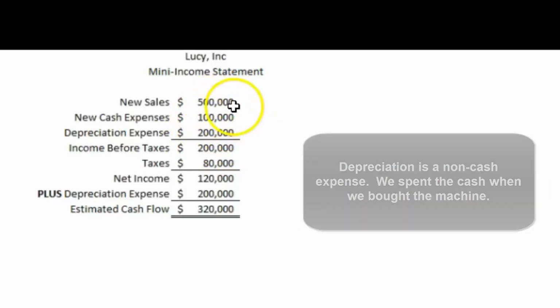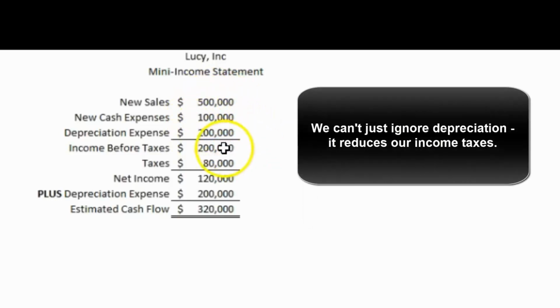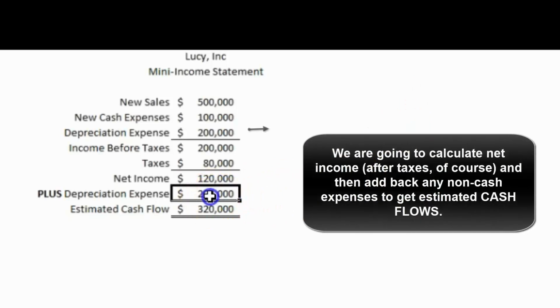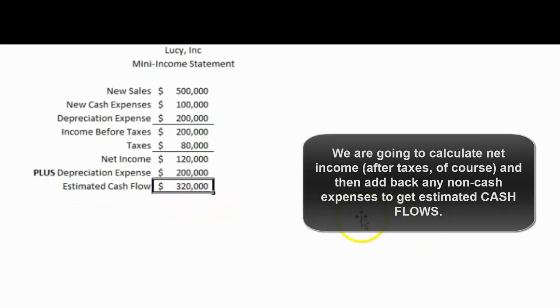$500,000 minus $100,000 minus $200,000 means we have income before taxes of $200,000. Minus taxes at 40%, that's $80,000, means we have net income of $120,000. But in capital budgeting and in finance class, cash is king. So we're going to add back the non-cash expenses. In this case, depreciation expense is the only non-cash expense. So our cash flow from this new machine is estimated to be $320,000 a year.